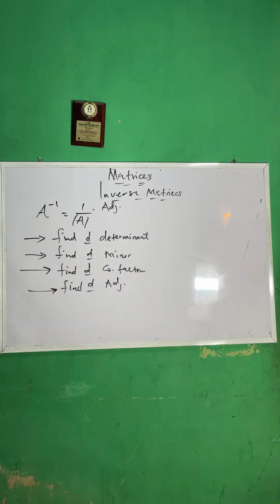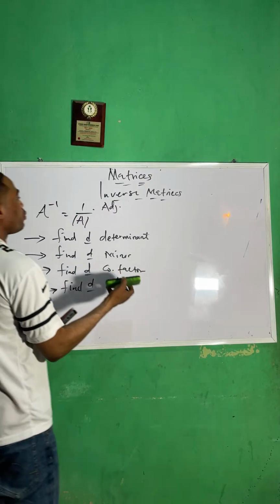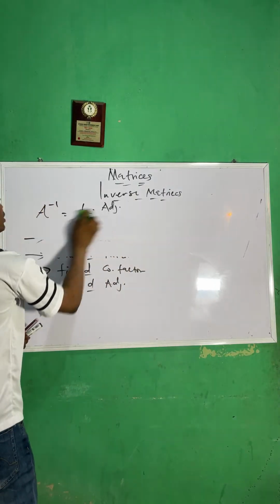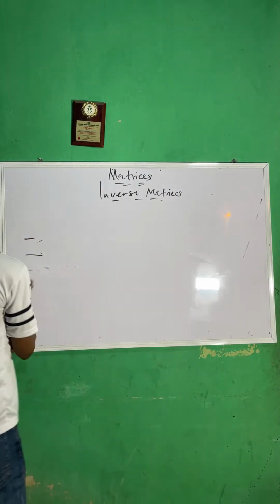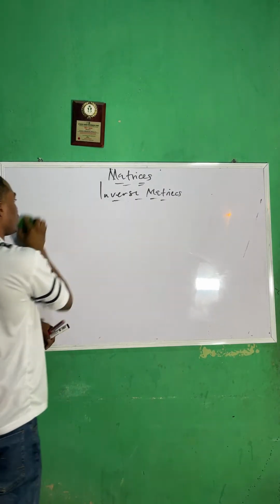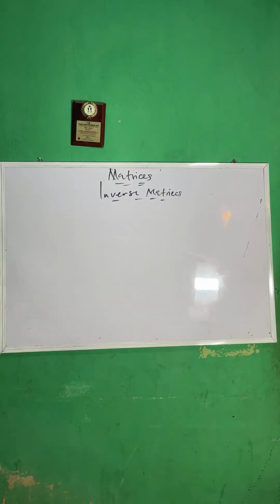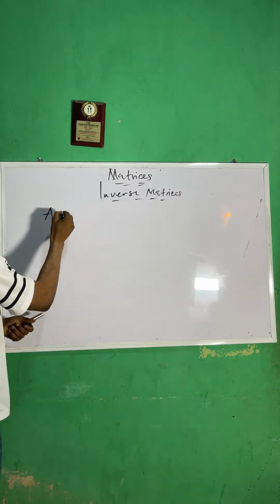So now, with all these rules, we're able to solve inverse matrices. Let's start with matrices 2 by 2. Let's assume the A matrices.